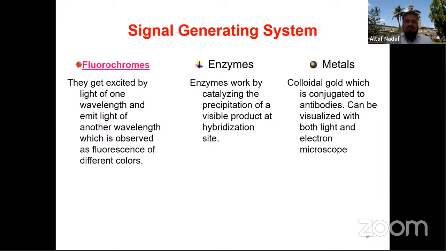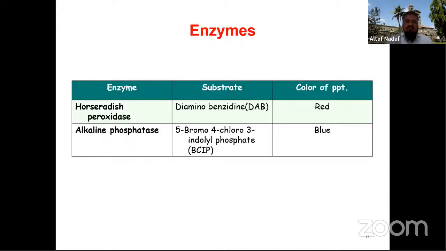Then you have the enzymes. Enzymes work by catalyzing the precipitation of a visual product at the hybridization site, and the color reaction could also be detected under the microscope. And then the third category is metals. Metals like colloidal gold, which is conjugated with antibodies, can be visualized with both light and electron microscopes. So these are the three signal generating systems that are used.